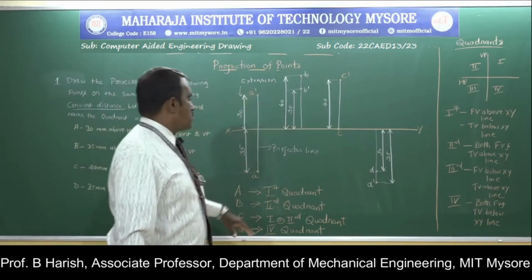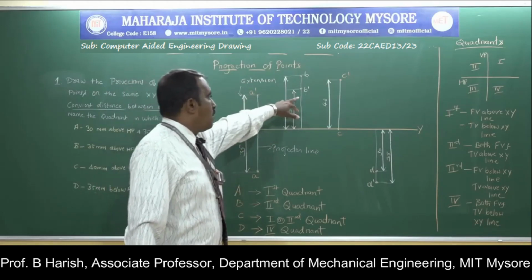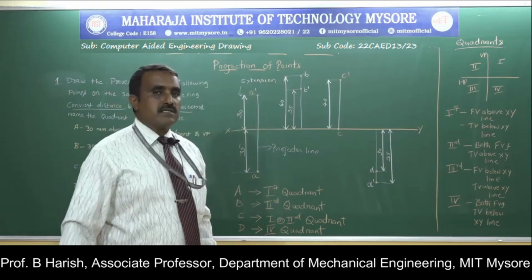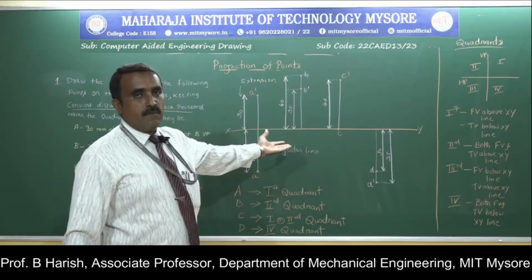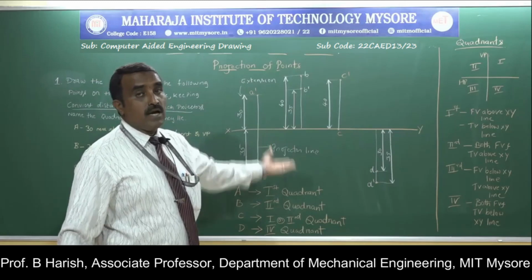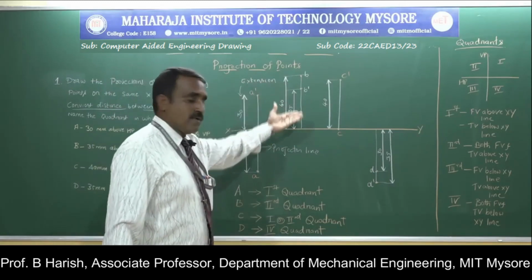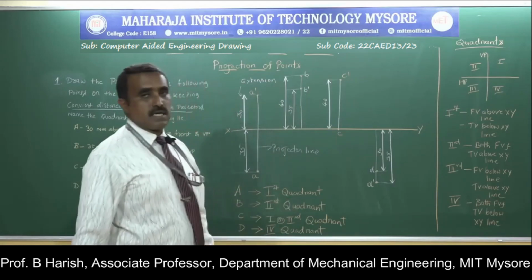Come to the second point. Both the top and front views are above the XY line. Only when the point is in the second quadrant can we come across this type of condition, where the top view and front view are both above the XY line. Since both are above the XY line, point B is in the second quadrant.